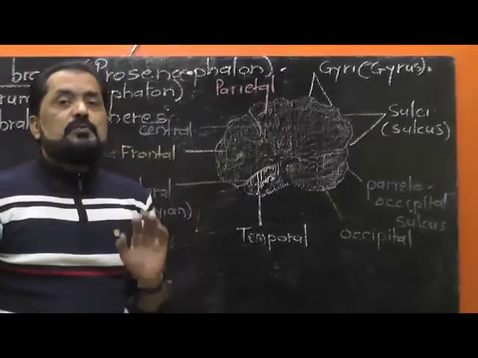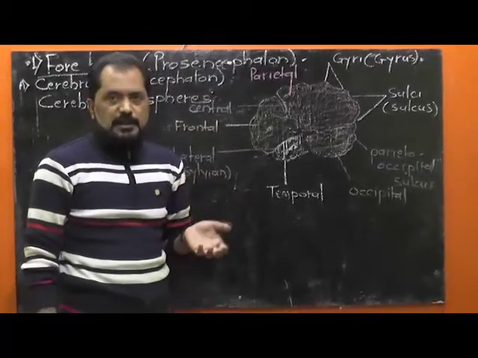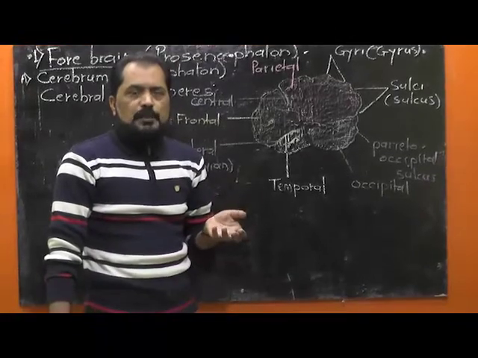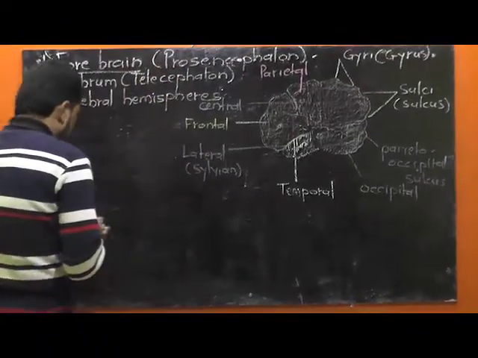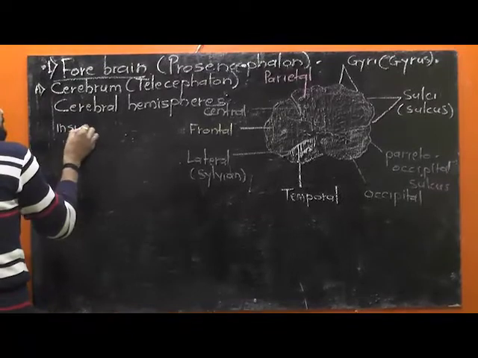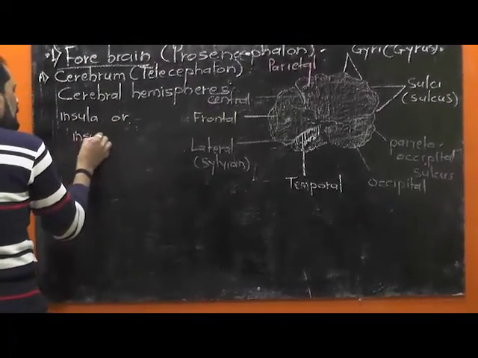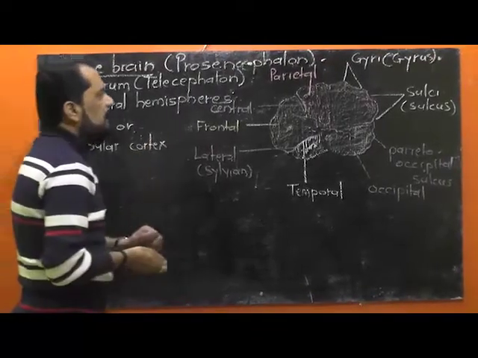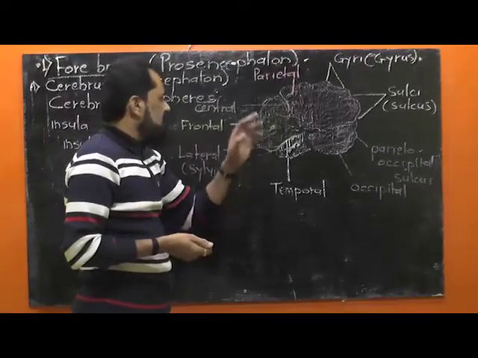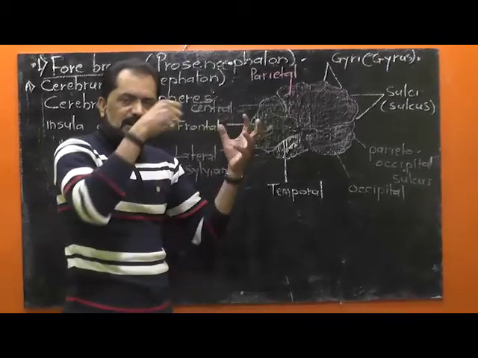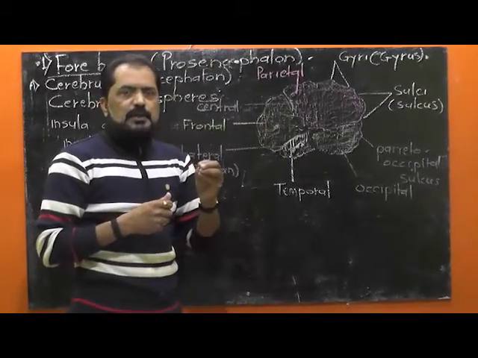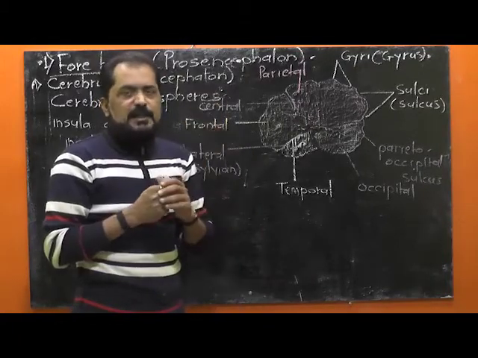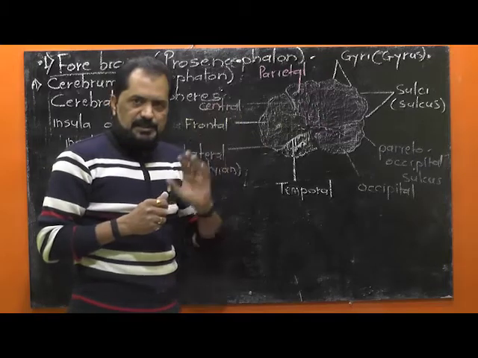In addition to these four lobes, there is one other fifth lobe known as the insula or insular cortex. The insula or insular cortex is embedded within the lateral sulcus. The fifth lobe, the insula or insular lobe, is present on the inner side of the lateral sulcus, but it is hidden inside and that's why it is not visible externally.